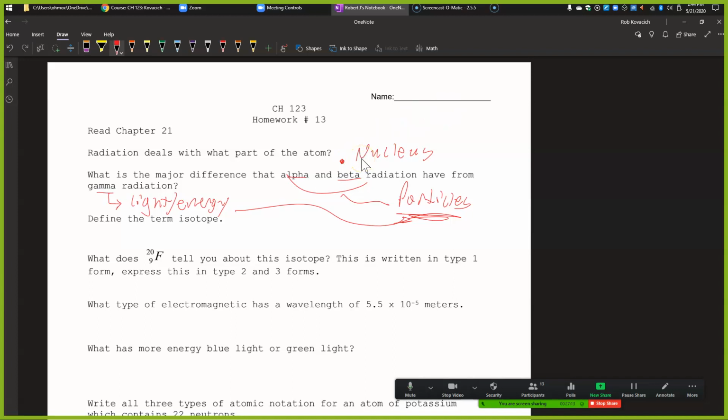Isotope. An isotope is the same element of something but with a different number of neutrons. So there's two ways you can think about it. You can think about it as a single atom. So this atom of carbon has a mass of 13. That is an isotope of carbon. Or you can say, I've got a carbon 12 and I've got a carbon 13, and they're isotopes of each other. So either way you want to do that, that works. What does 20F9 tell you about this isotope?